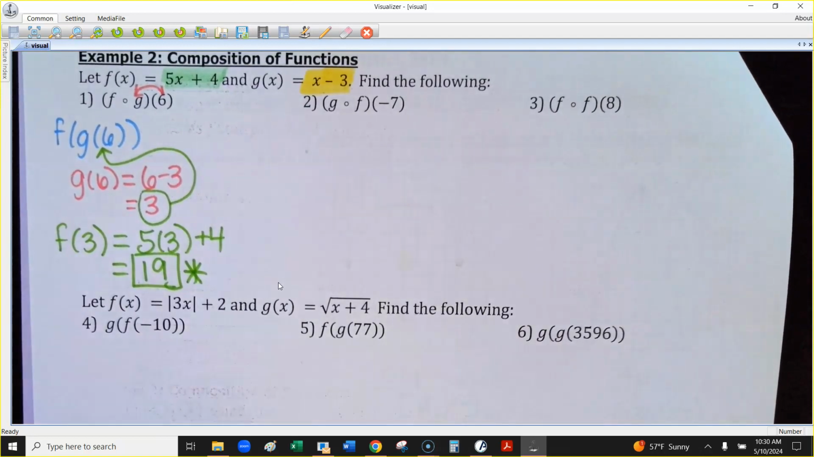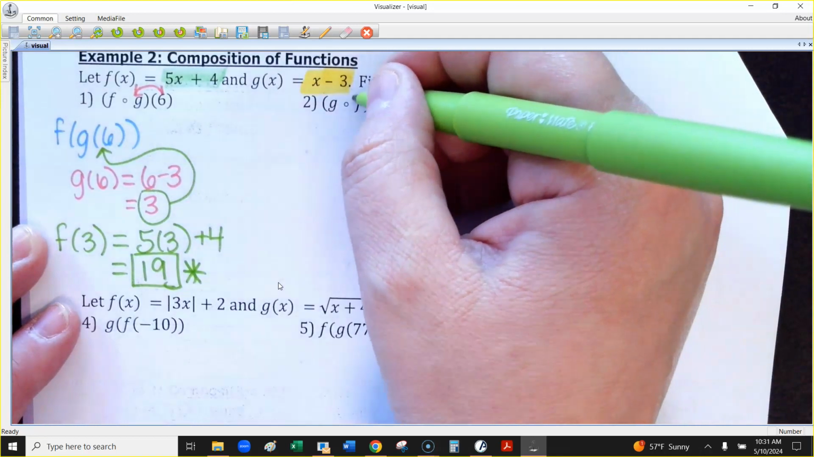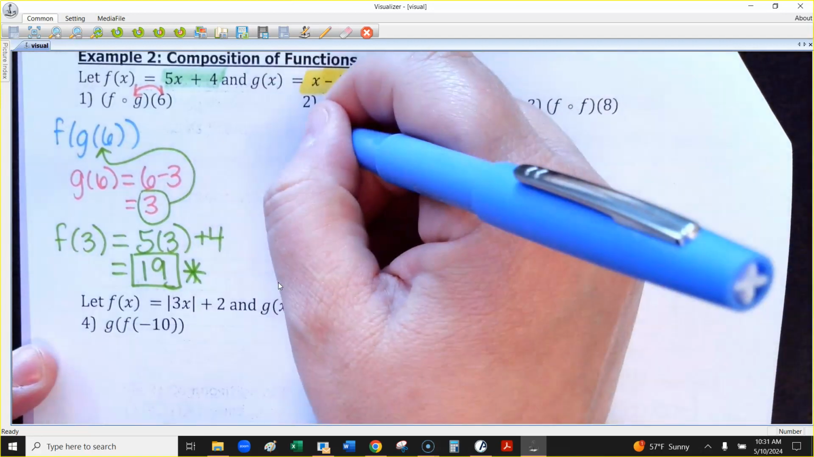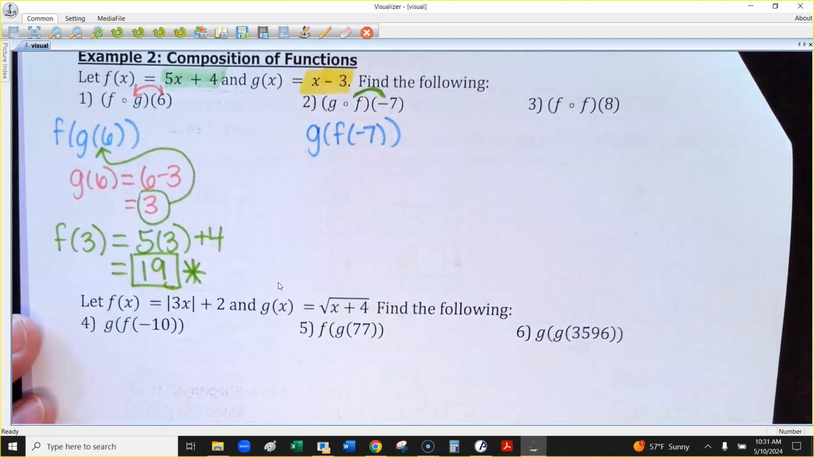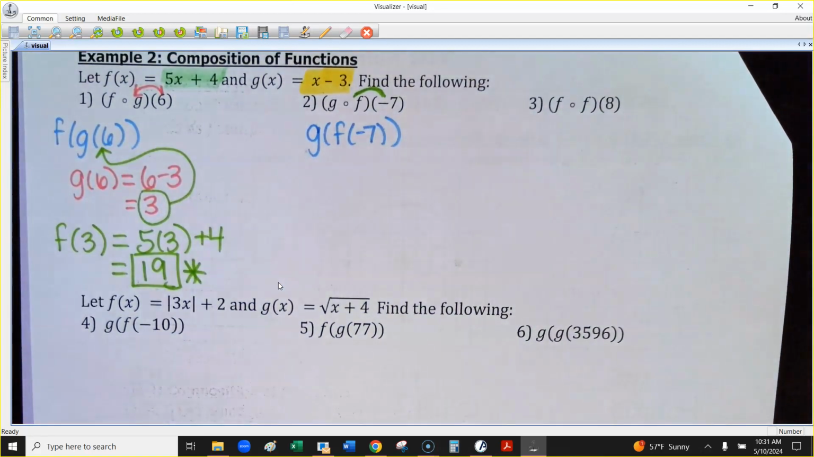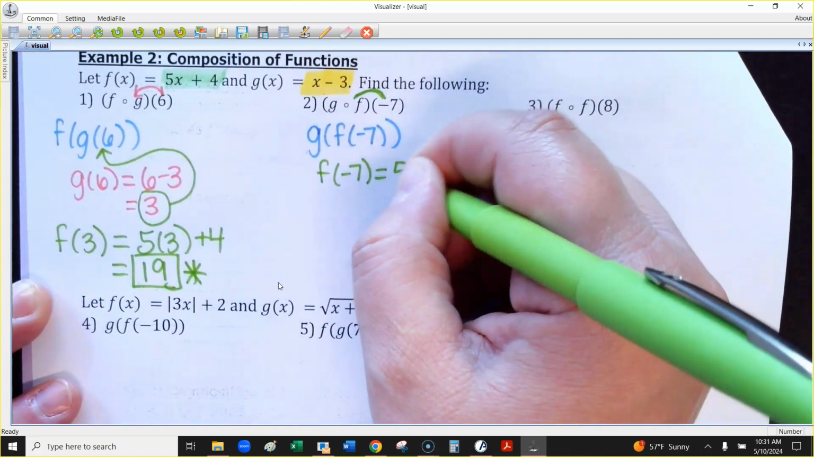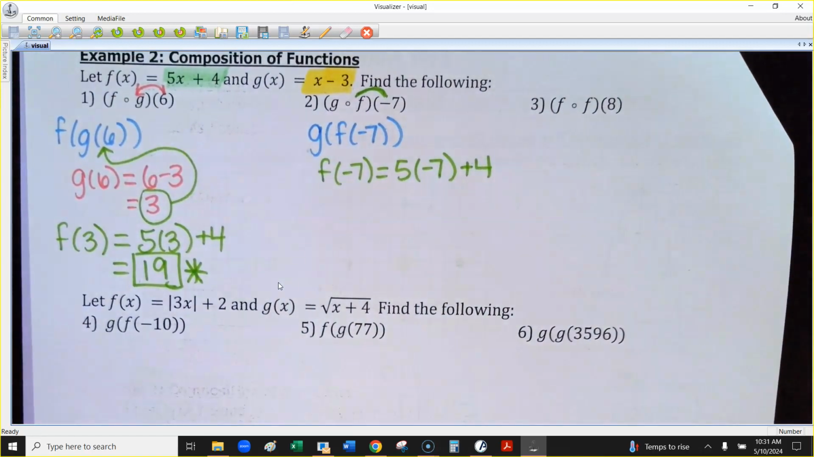So if you have this notation, this is g of f of negative 7. If you have this notation, whatever is closer goes first. If you like the other notation, you would write this as g of f of negative 7. Just work from the inside out if it's in that format. So what it means, the first thing I'm going to do, I'm going to plug in negative 7 to the f of x function. So everywhere you see an x, I'm going to plug in negative 7.